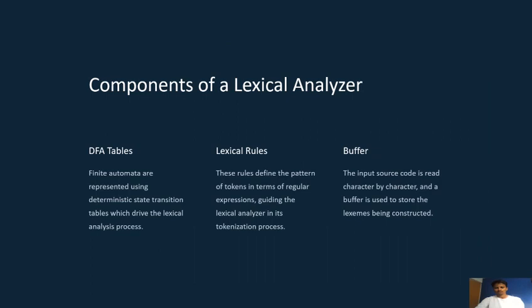Now we have a brief elaboration of the components of a lexical analyzer. First, that is DFA tables. Finite automata are represented using deterministic state transition tables which drive the lexical analysis process. That is the lexical rules. These rules define the patterns of tokens in terms of regular expressions, guiding the lexical analyzer in its tokenization process. Now we're going to speak about the buffer. The input source code is read character by character, and a buffer is used to store the lexemes being constructed.